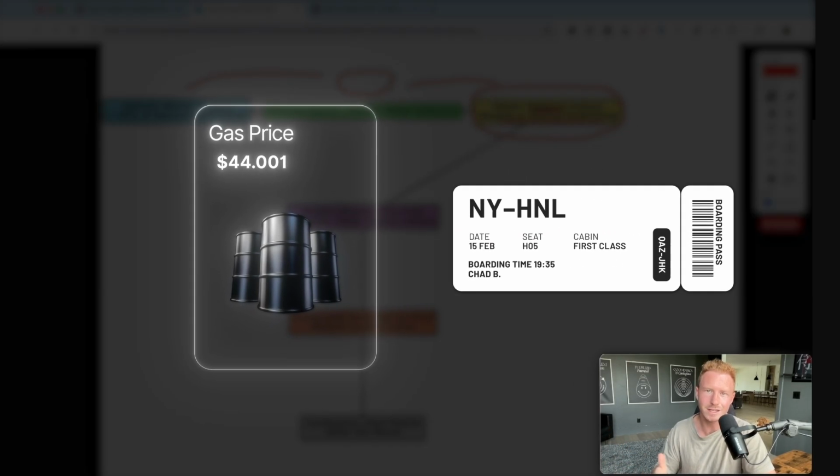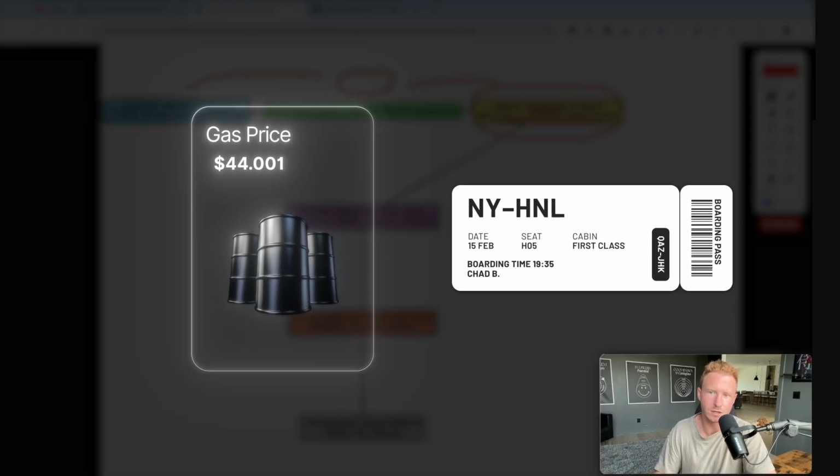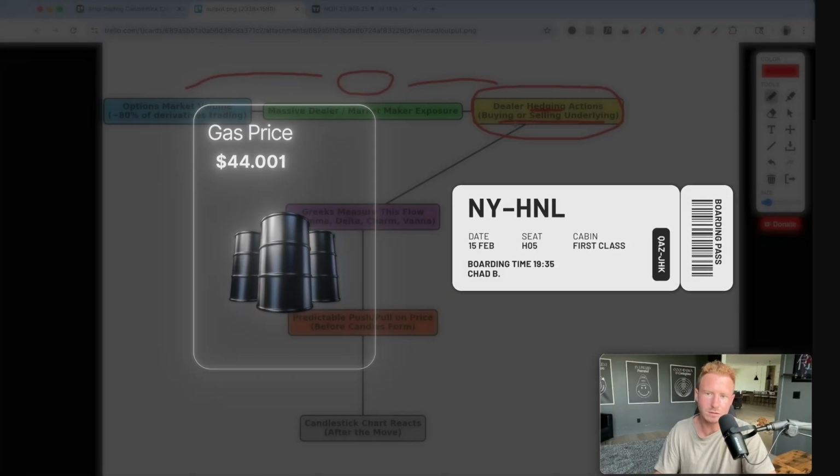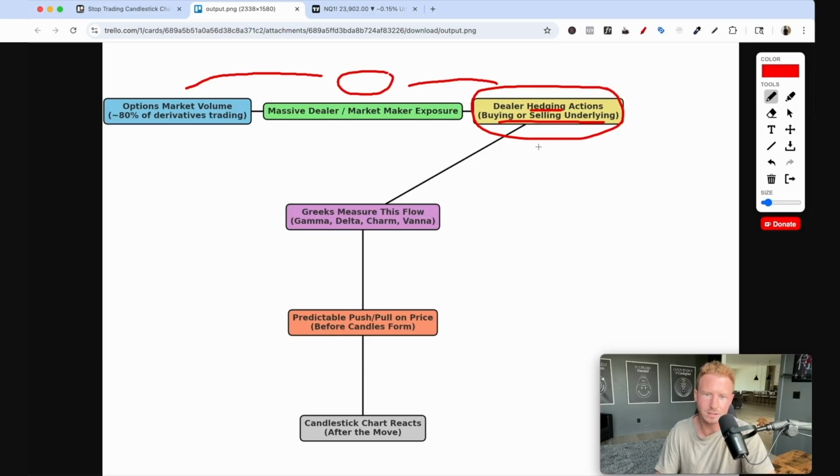So they're trying to stay neutral. And this is exactly what these market makers are doing. Now, once we understand why dealers have to hedge their positions, we can actually look at the Greeks, because they measure this flow between gamma, delta, charm, and vanna. They measure where big hedging is going to take place. You can actually see it inside the Greeks by looking at this data.